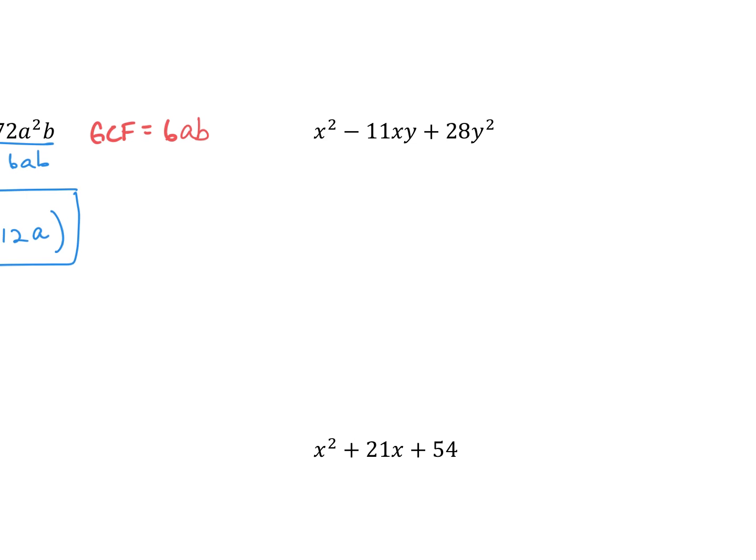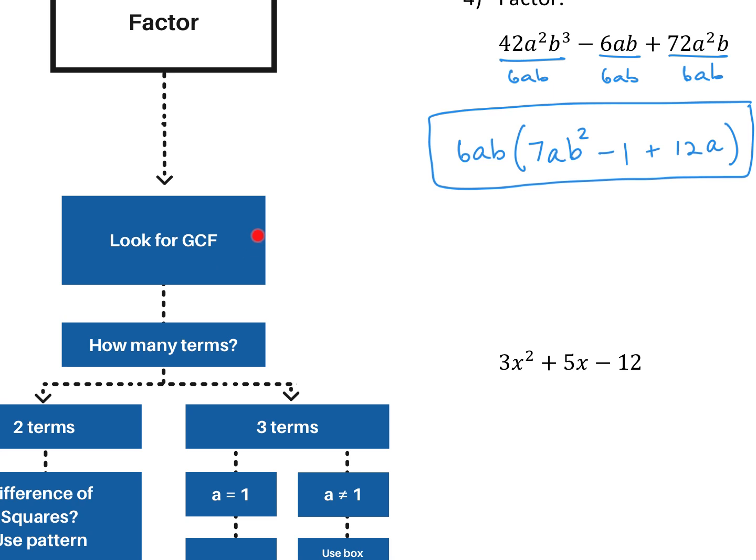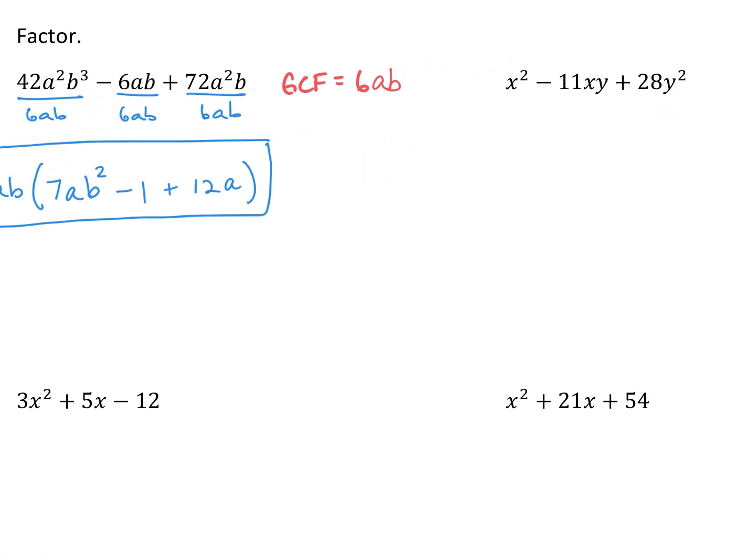Okay, next we have this trinomial x squared minus 11xy plus 28y squared. So when we factor, first we're going to look for a GCF. Do we have a GCF here? This is an x squared, so there's a 1, which means there's not going to be a common factor other than 1 for the coefficients. And then do all three terms have x's? No. So we would say that there is no GCF here.